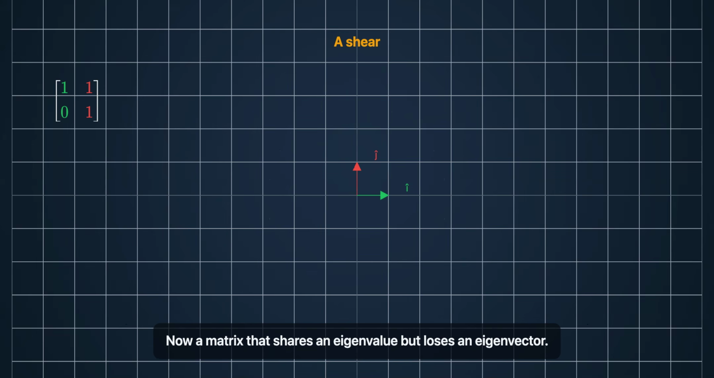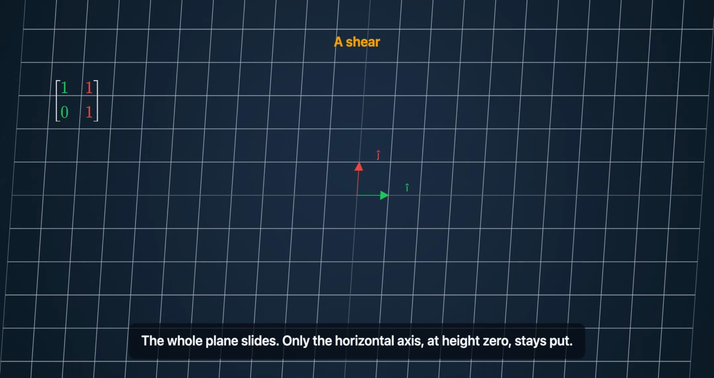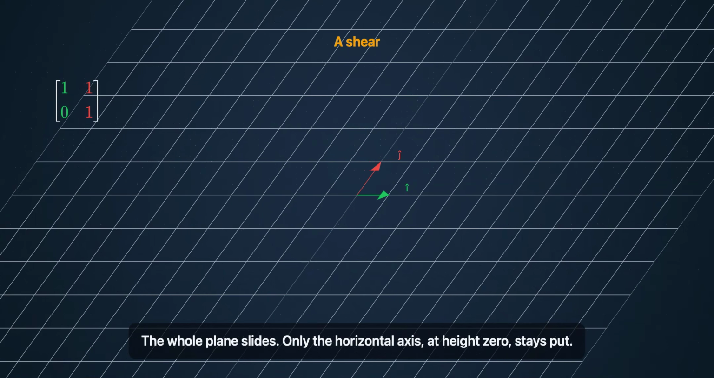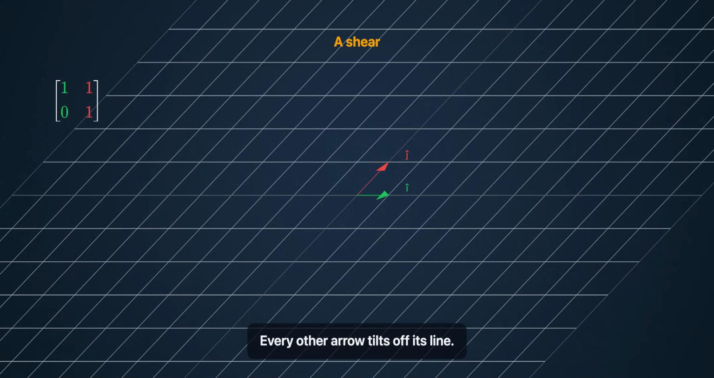Now a matrix that shares an eigenvalue but loses an eigenvector: a shear. It slides every point sideways by an amount equal to its height. The whole plane slides. Only the horizontal axis at height 0 stays put. Every other arrow tilts off its line.